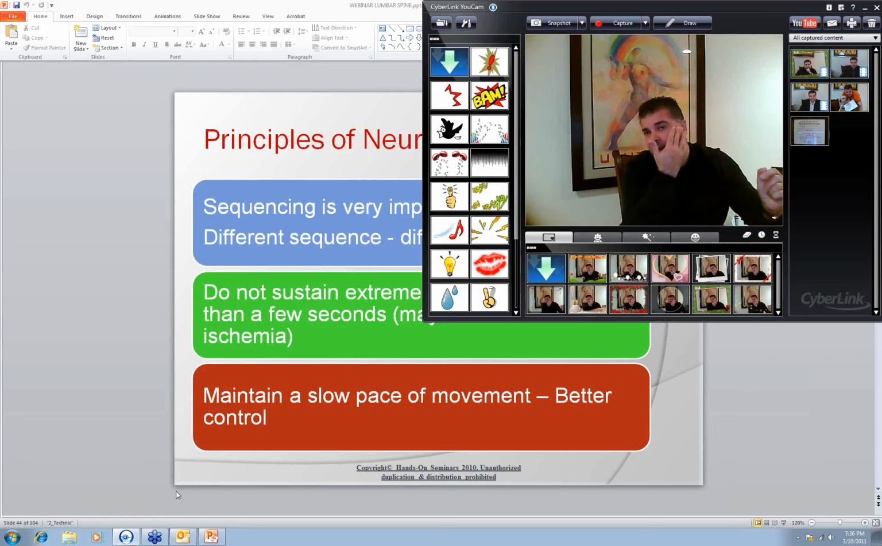The opposite will happen if I move my neck first and then I add the rest of the movement. The area that I loaded first is the area where the neural tissue will have the greatest tension.